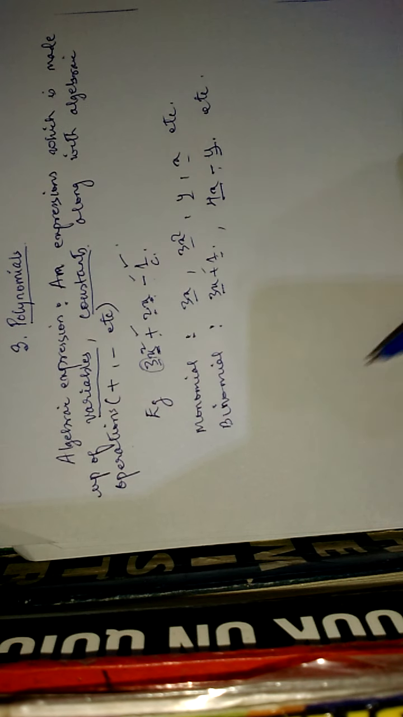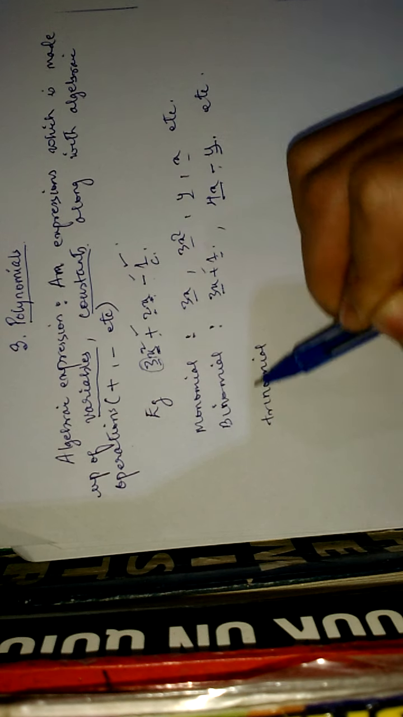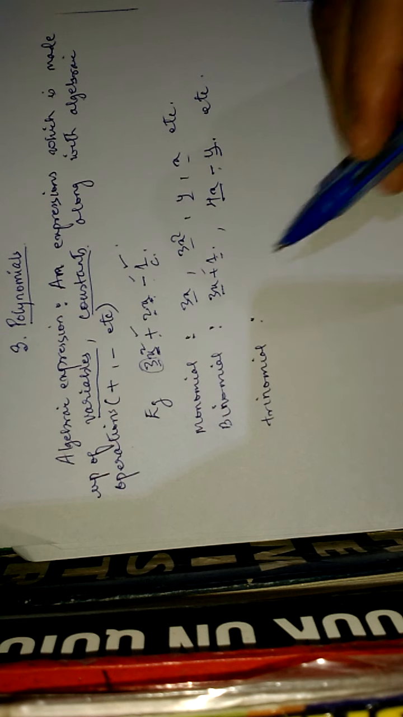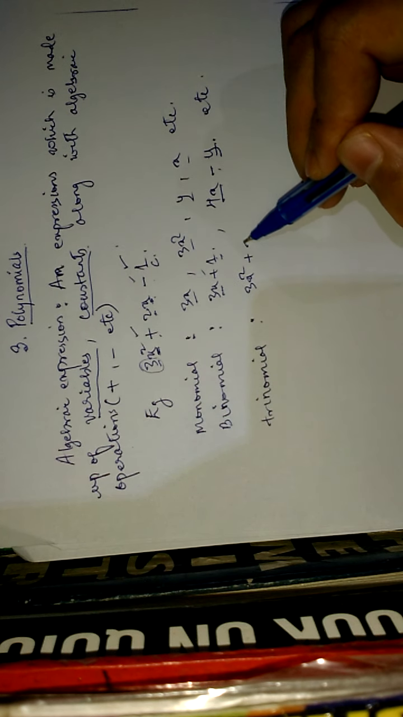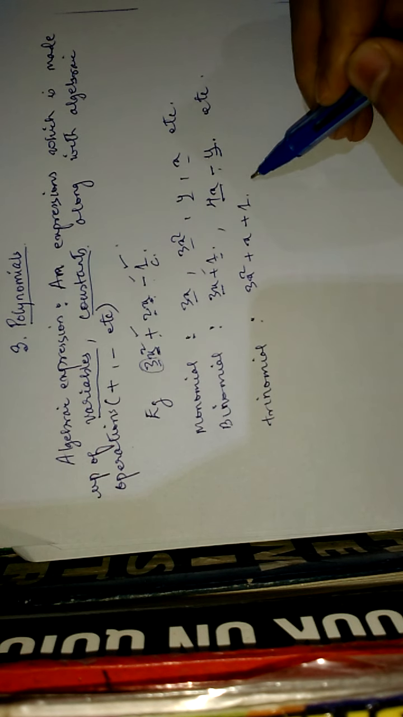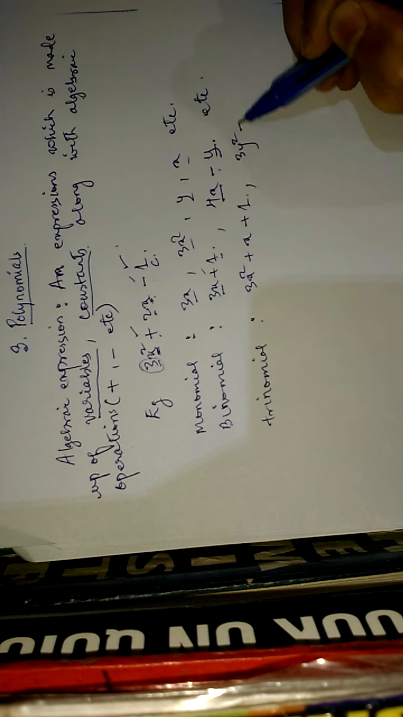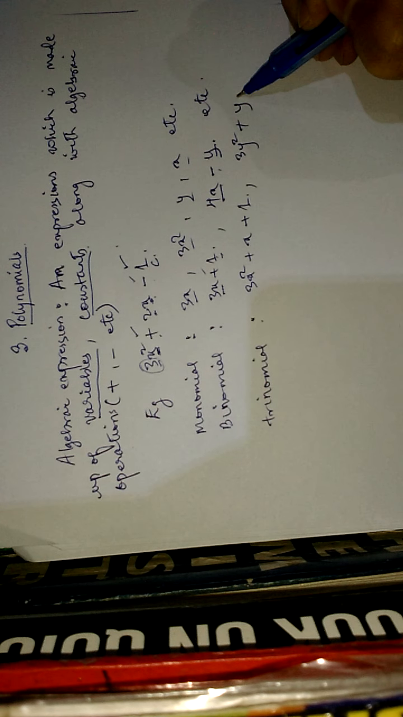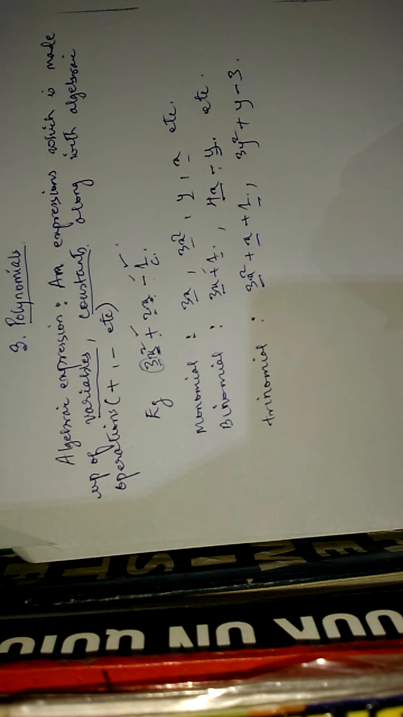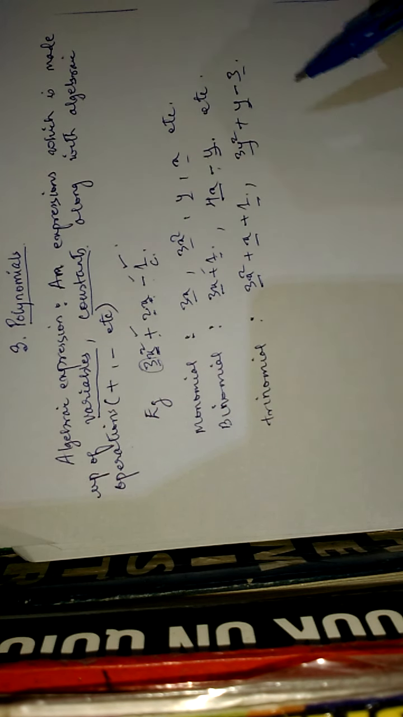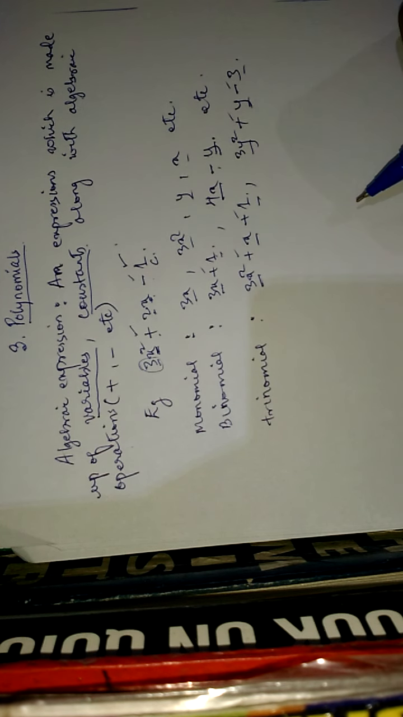These are called binomials. And trinomial, in this case there should be three terms, 3x squared plus x plus 1 or 3y squared plus y minus 3. Okay, these are 1, 2, 3. They are having three terms. Here also 1, 2, 3. They are separated by operators. These are called operators.